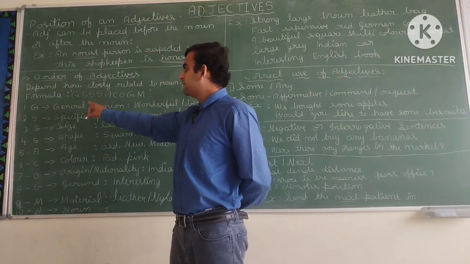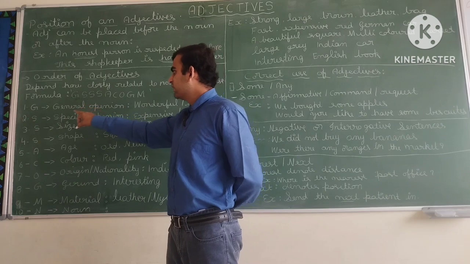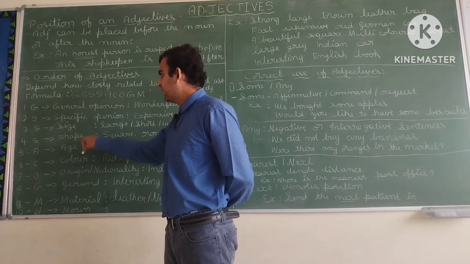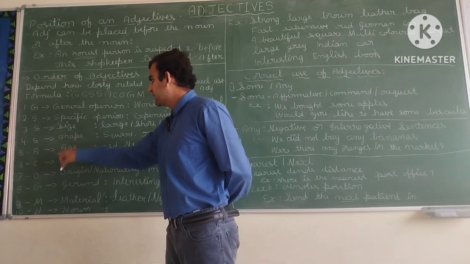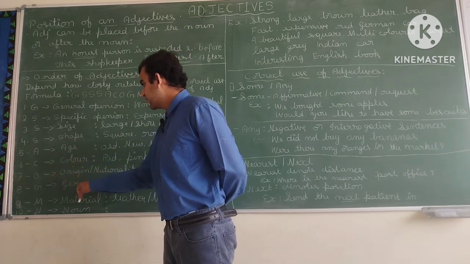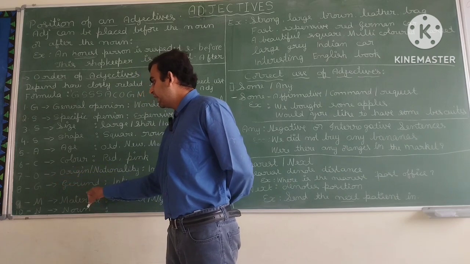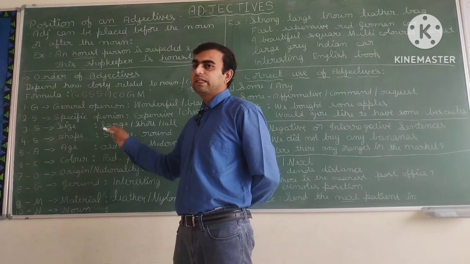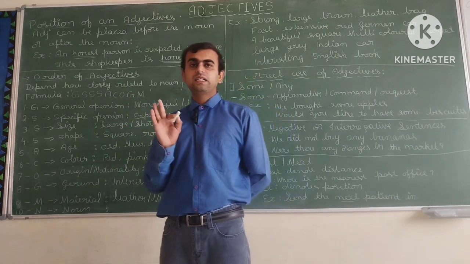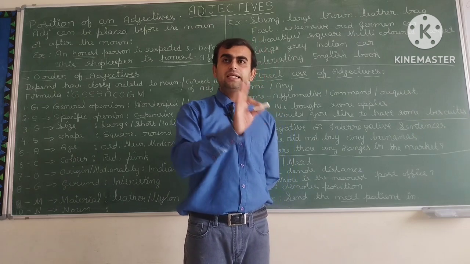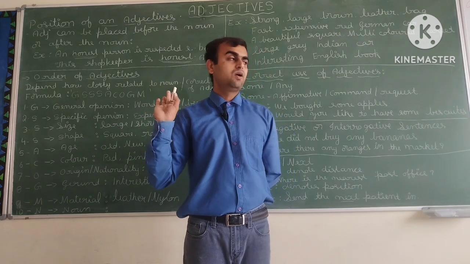Once again I say, general opinion comes first. Second, specific opinion. Third, size. Fourth, shape. Fifth, age. Sixth, color. Seventh, origin. Eighth, gerund. Ninth, material. And finally, we write the noun. This is called the order of adjectives. It is also called the correct use of adjectives. It always depends on how closely the adjective is connected to the noun.